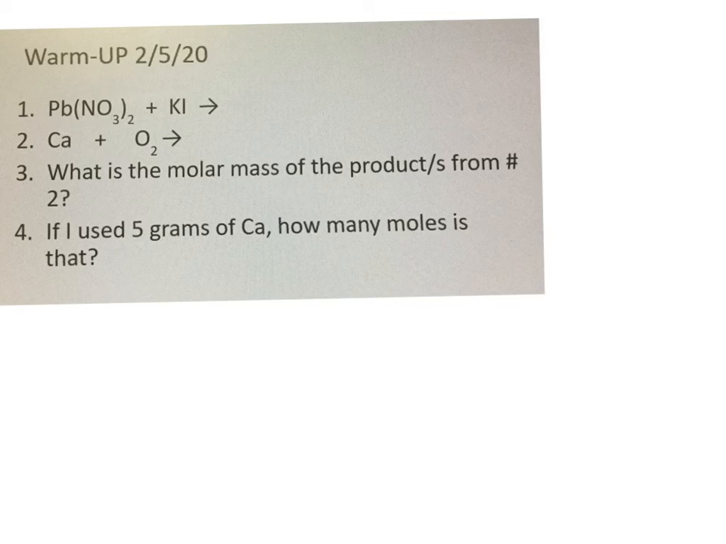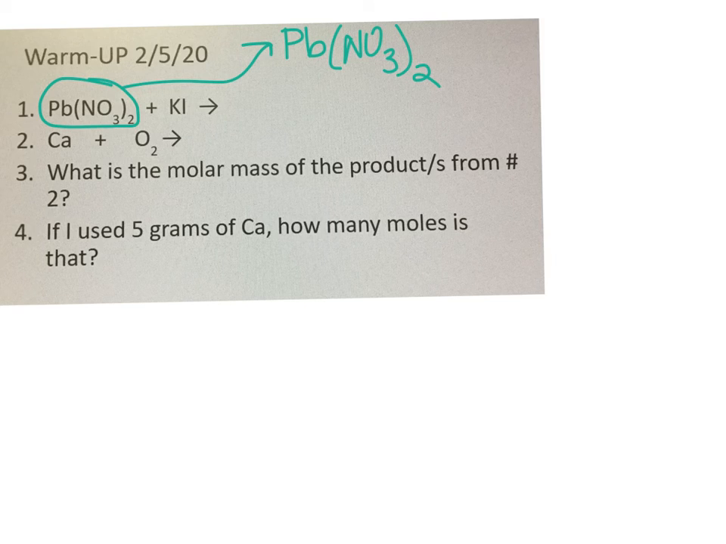And so knowing that that was coming up, you'd have to know its charge so that you know how to crisscross the charges when you recombine things, right? So looking at this, let's just name him first, okay? So you have that Pb with the NO3 little 2, okay?